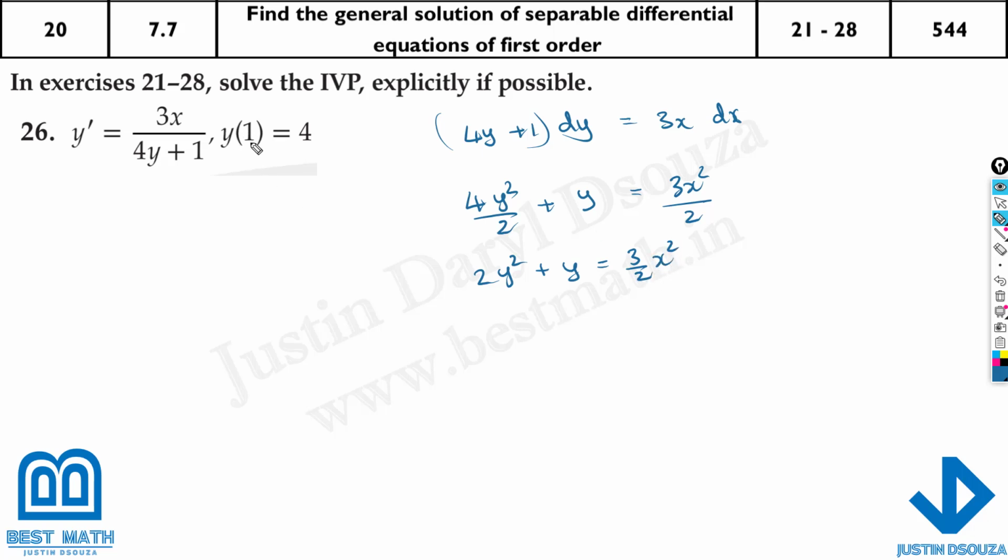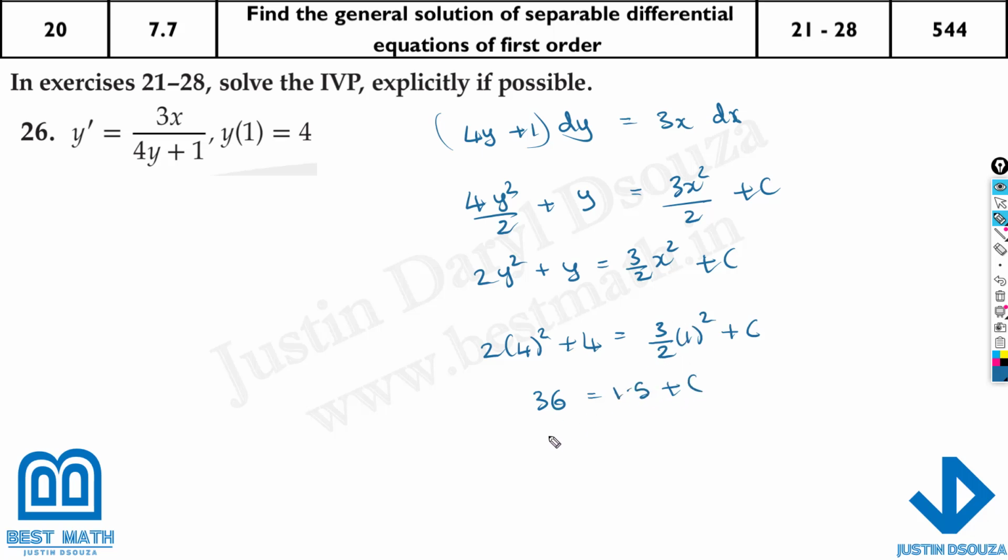Now I'll put in the initial value. Y value will be 4. It's 2 times 4 squared plus 4 is equal to 3 by 2. I forgot to write plus c, apologies for that. And then here x value is how much? 1. It is 1 squared plus c. So here 4 squared is 16, 16 times 2 is 32, 32 plus 4 is 36, is equal to, here what is this? It's just 1.5 plus c.